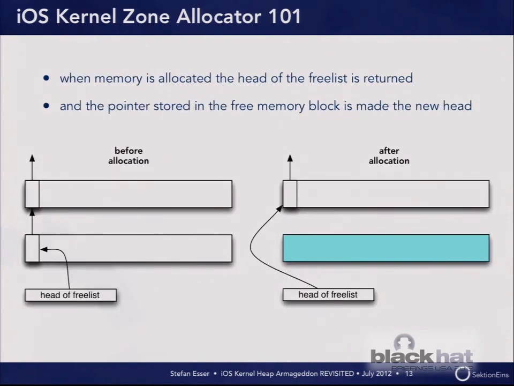Yeah, so of course there's this free list, and when memory is allocated, the allocator looks into the head of the free list that is stored in the zone structure, and this points to a free block. And what happens now is it will take the first 4 bytes of this block, because that is the pointer to the next element, make this the new head of the free list, and then it will return the free block.